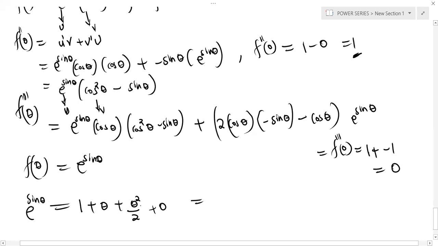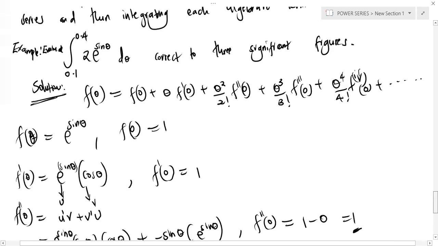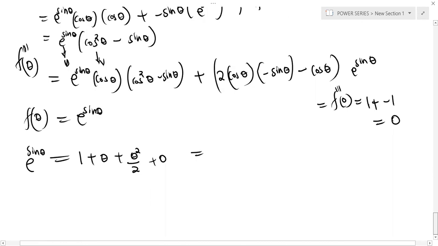Now, if we already have our power series, we take it back into the integral. Remember, this is how our integral looked. So I'm going to rewrite the integral again: the integral from 0.1 to 0.4 of 2, we can have the 2 outside, of this exponential sine theta, which is now 1 plus theta squared over 2 d theta.